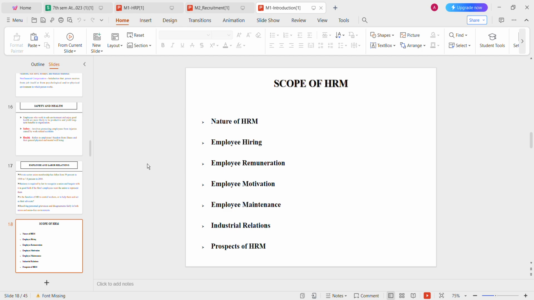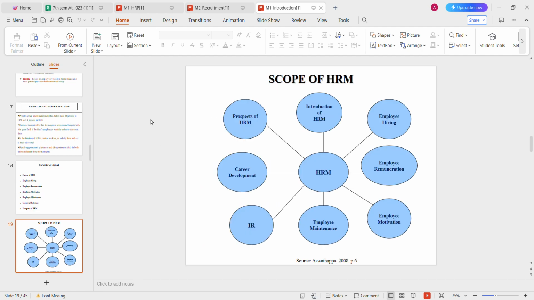The next is the scope of HRM. The scope of HRM basically deals with the nature of HRM, employee hiring, employee remuneration, employee motivation, employee maintenance, industrial relations, and the prospects of HRM we need to know. So in detail we are going to learn what are the different scopes of HRM. So this is the flow diagram.